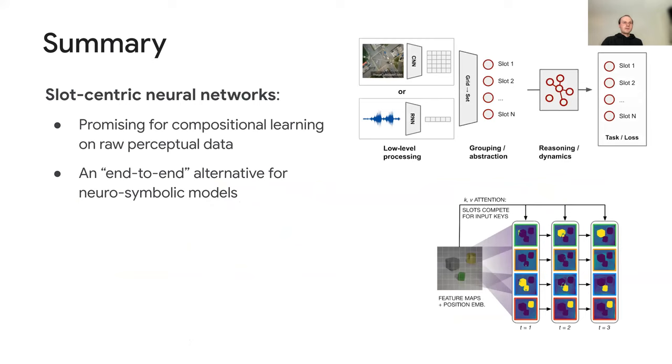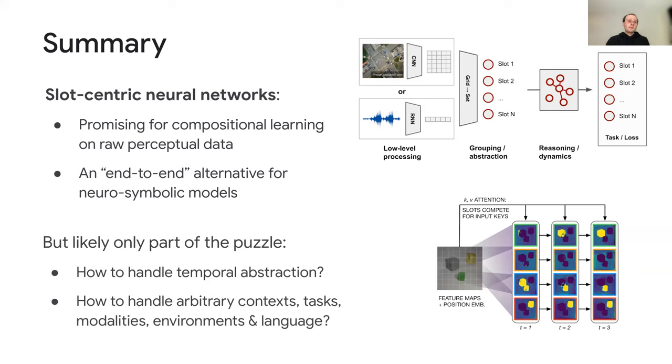All right, to summarize, I've talked about slot-centric neural nets, and I think they're a promising approach for compositional learning on raw perceptual data. And they're an interesting end-to-end alternative to, say, neurosymbolic or hybrid methods, and maybe can even live together with those. You can also combine neurosymbolic ideas with things like slot attention, which people have looked into. But it's likely only part of the puzzle: how to handle temporal abstraction, how to handle arbitrary context, tasks, modalities, environments, and language. I haven't really talked about language here. Language is a whole separate beast to tackle.